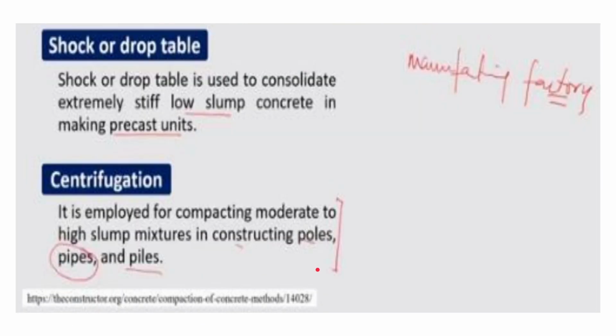So what is shock or drop table? Shock or drop table is used to consolidate extremely stiff, low slump concrete in making precast units. So mainly shock or drop table is used for low slump, stiffer concretes. In case of centrifugation, it is employed for compacting moderate to high slump mixtures, so lesser stiff mixtures, in constructing poles, pipes, and piles. The centrifugation compaction method is used in those cases.